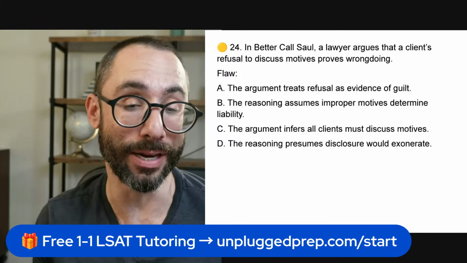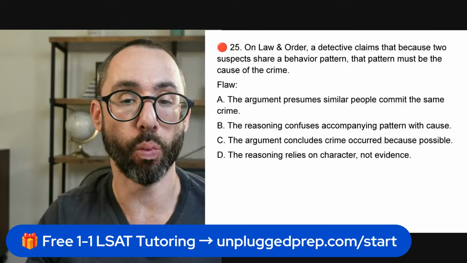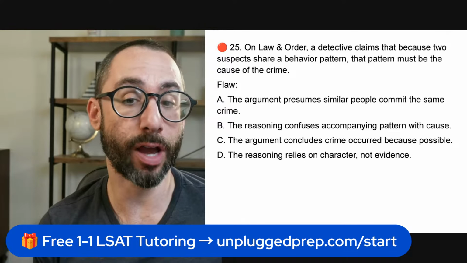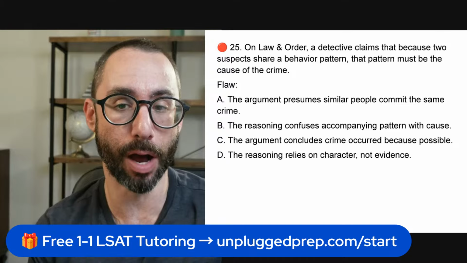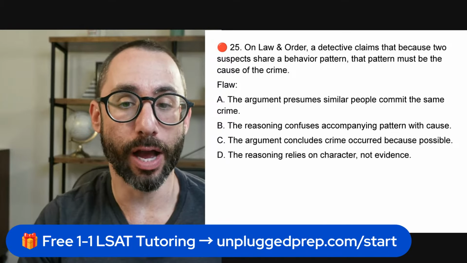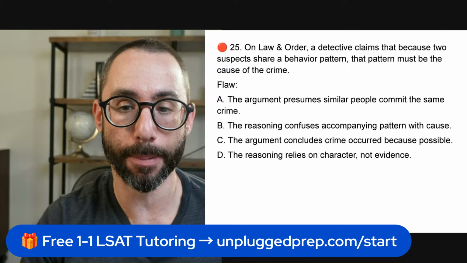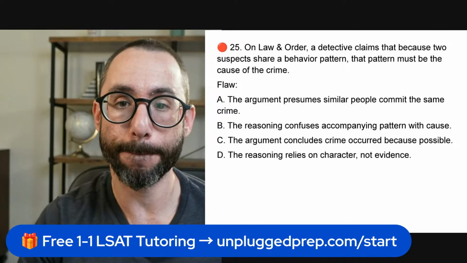On to 25. On Law and Order, a detective claims that because two suspects share a behavior pattern, that pattern must be the cause of the crime. What is the flaw? A, the argument presumes similar people commit the same crime. B, the reasoning confuses accompanying pattern with cause. C, the argument concludes crime occurred because possible. D, the reasoning relies on character, not evidence. So when you have your answer, please drop it in the chat, A, B, C, or D. If you're not sure, just drop a question mark, but do commit to an answer.